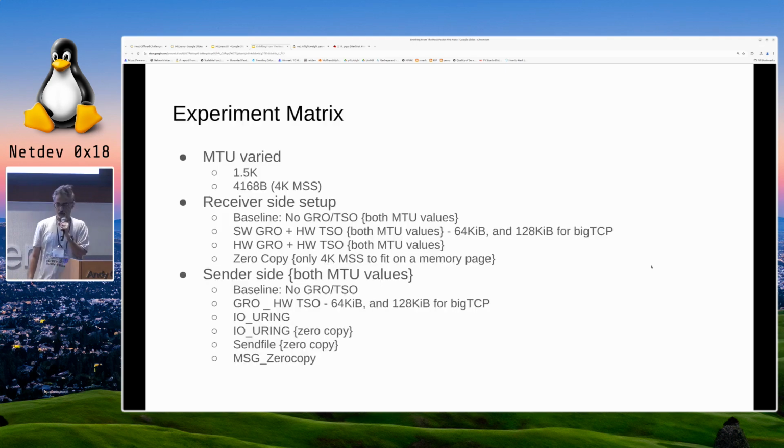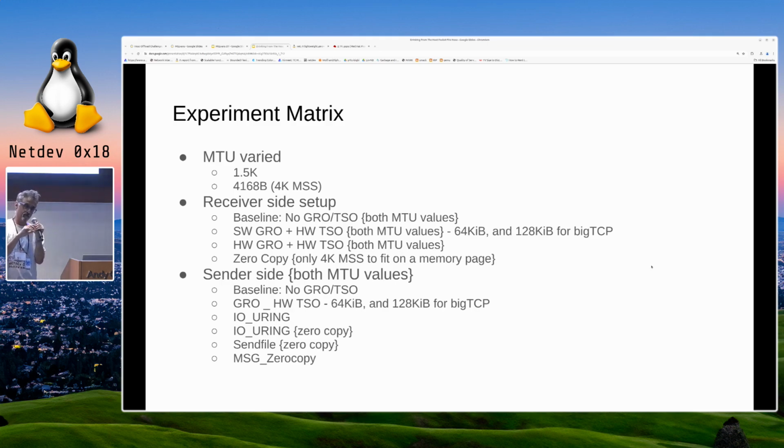Okay, so now for the experiments. You can run this for days. Our experiments are now automated. They take about a whole day to complete. So the MTUs are varied, 1.5K to 4168, giving us a 4K MSS.